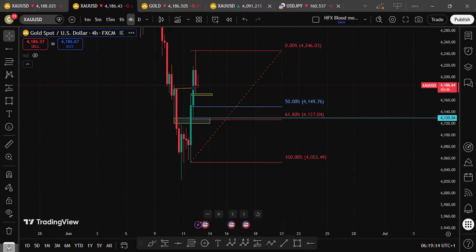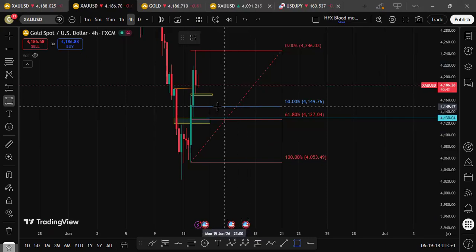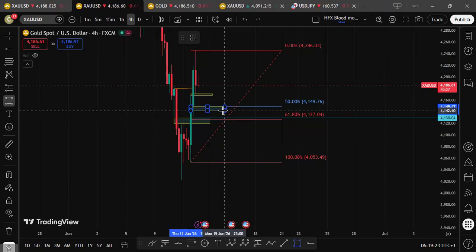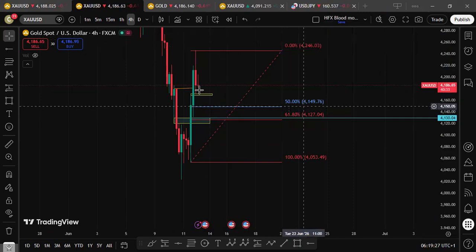I can still mark out this full zone. I'm not sure there's any need for that. Let me just keep it. There's no need, basically. The reason why is because I don't do zone mark out here. Understand?